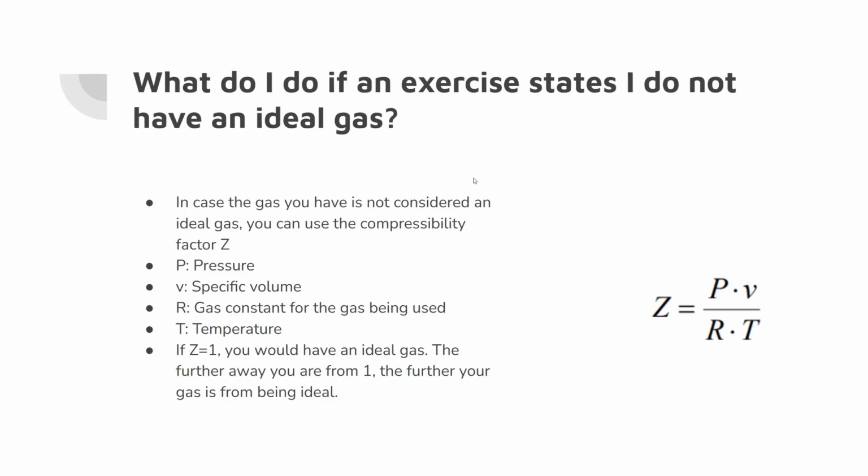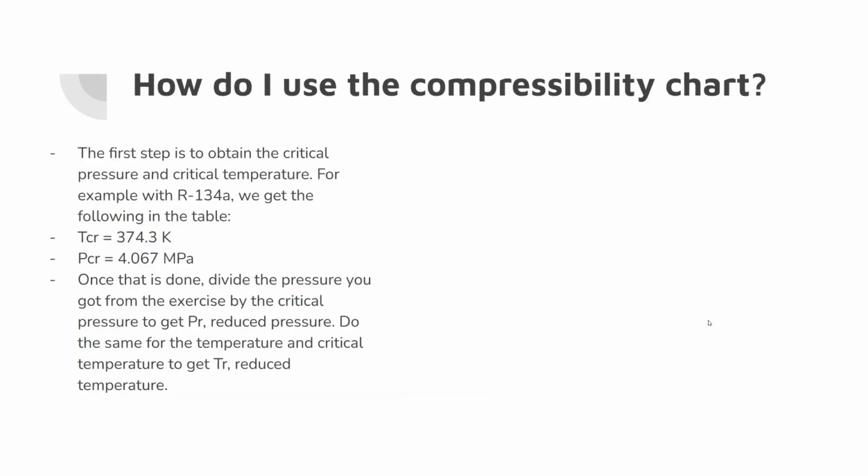So if you have an exercise that states this is not an ideal gas, you have to use the compressibility factor. This is the equation for the compressibility factor. It should also be given to you in your property tables. If Z is equal to 1, you know that you have an ideal gas. If you stray further away from 1, so you're at, I don't know, -5, or if you're at 15, then you're going further and further away from being an ideal gas, and the more likely it is useful that you use this equation.